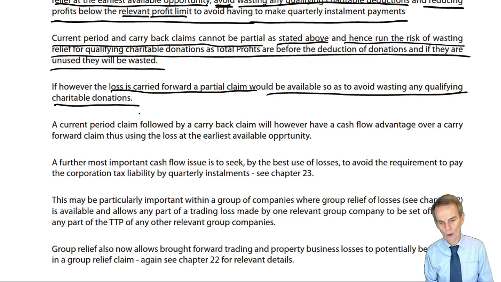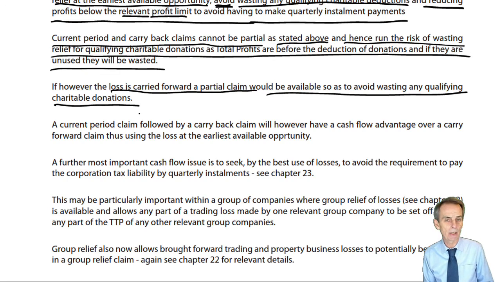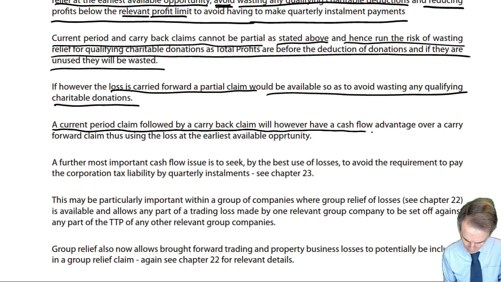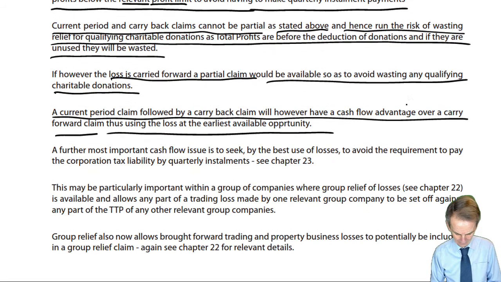So we can make partial claims to reduce the total profit down to a figure equal to the qualifying charitable donations, because any loss not used on that carry forward claim can be carried forward again. There is no time limit as regards the carry forward. We can continue to carry forward so long as the business continues to trade. Okay. A current period claim followed by a carryback claim will, however, have the cash flow advantage over the carry forward claim, thus using the loss at the earliest available opportunity.